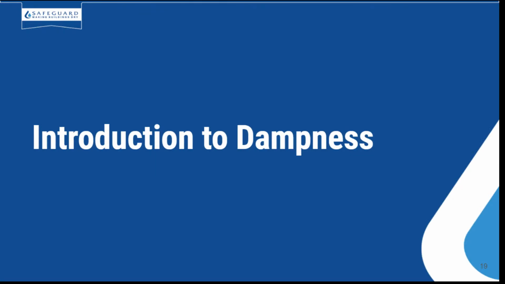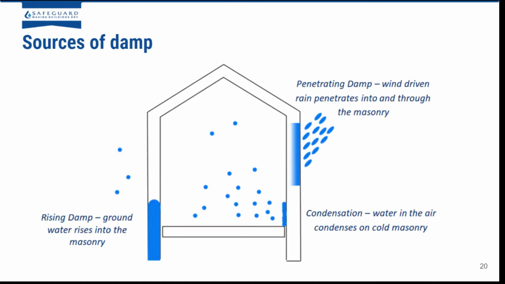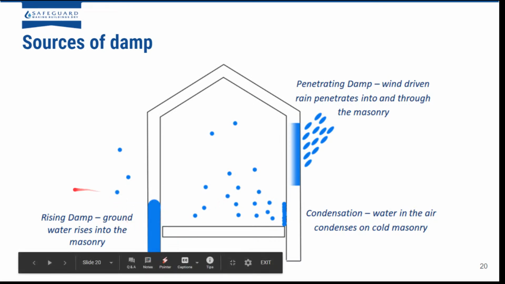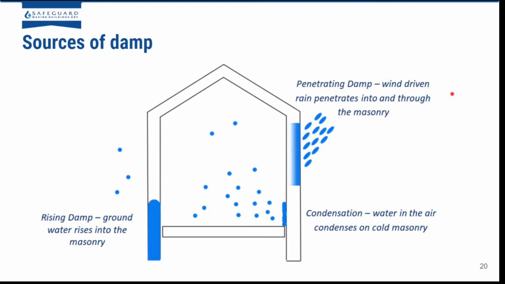Okay, so now I'm going to focus on the second part of the presentation, which is really the practical elements of how to avoid pitfalls with insulation. So I'm just going to do a really brief introduction to dampness. Essentially there are three main sources of damp. There's rising damp, which is groundwater that rises through the masonry from the ground. It usually happens if you don't have a DPC. There's penetrating damp, which is from wind-driven rain, which penetrates into and through the masonry. And then there's condensation, which is water generated inside the building.